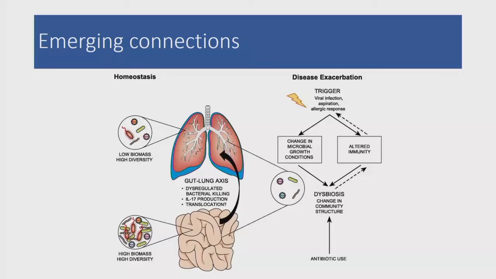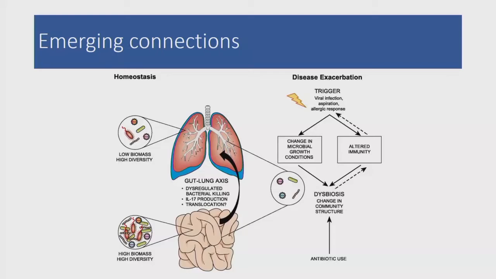So the gut-lung axis suggests that if there's a trigger such as an allergic response in the lung, there can be a change in the microbiome of the lung. The lung has a low quantity of microbiome, but it's very diverse. If that's treated with antibiotics, it will then go on to have a dysbiosis and an alteration in the gut microbiome as well.